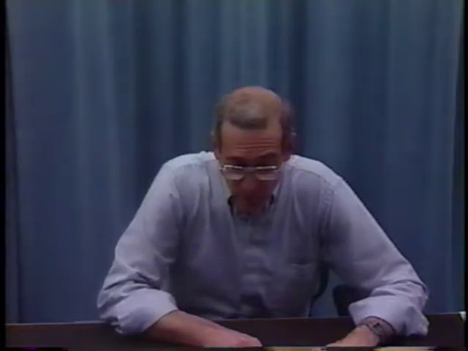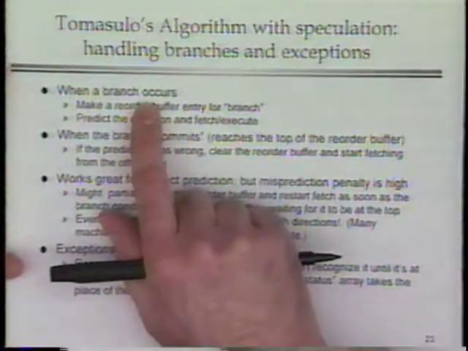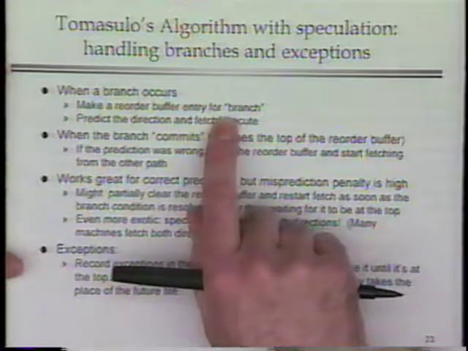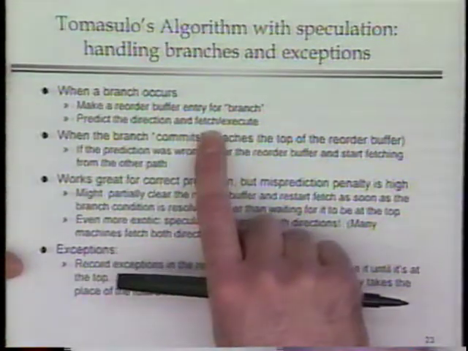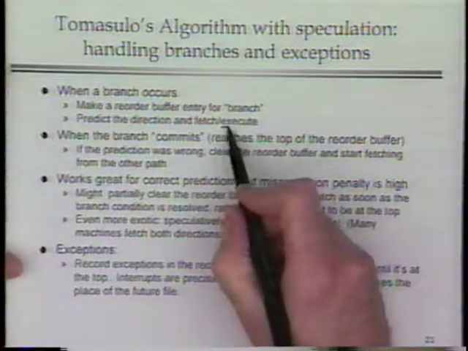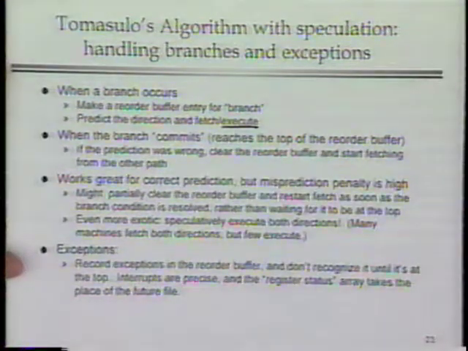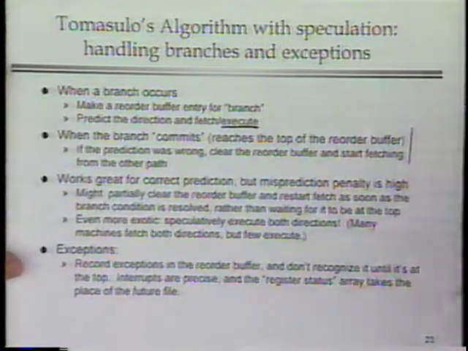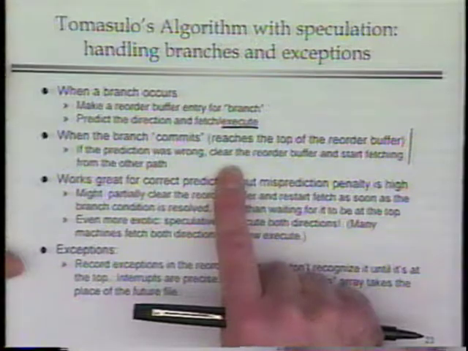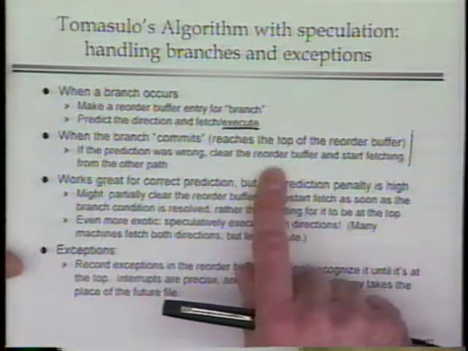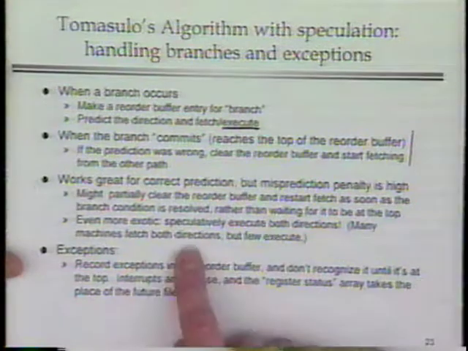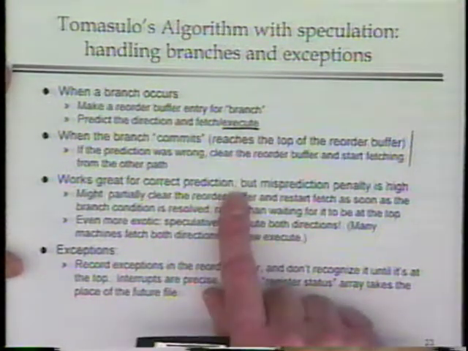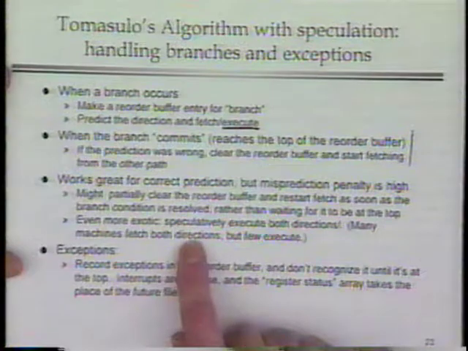But now, in fact, we can go beyond probably multiple branches. When a branch is originally issued, it puts an entry in the reorder buffer, as I mentioned. It predicts the direction and fetches and begins executing from the path that the prediction corresponds to. When the branch, in the simple case, reaches the top of the reorder buffer, you basically just wipe out the whole reorder buffer and then start fetching all over again because all of those instructions were wrong. As somebody pointed out, that's a severe penalty to pay for mispredictions.